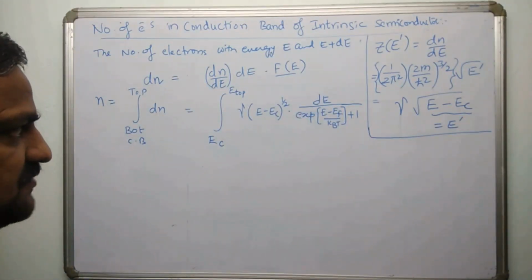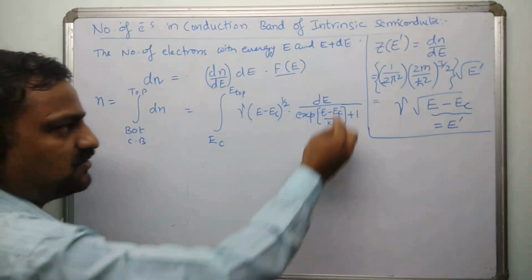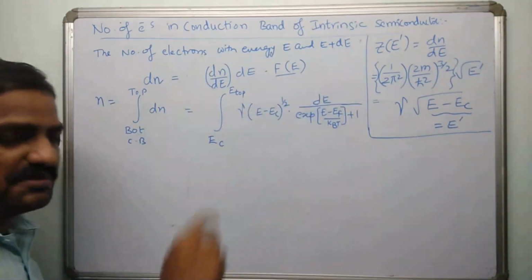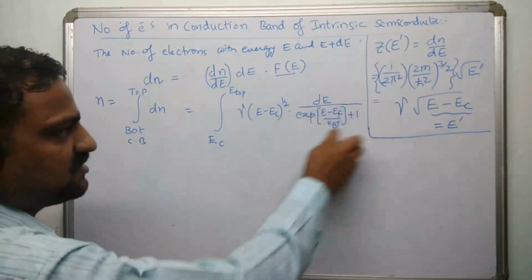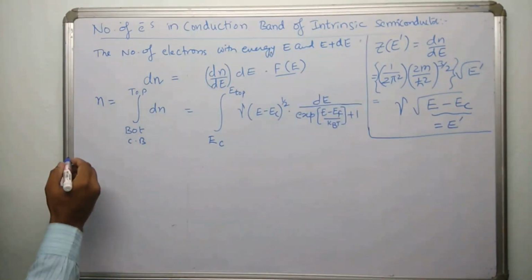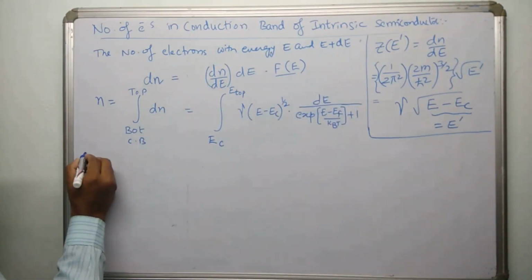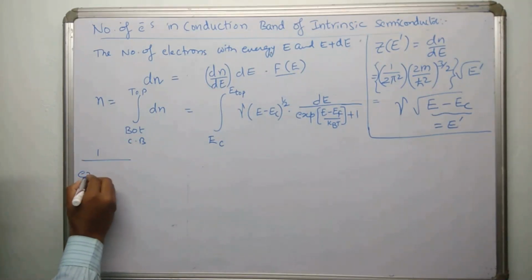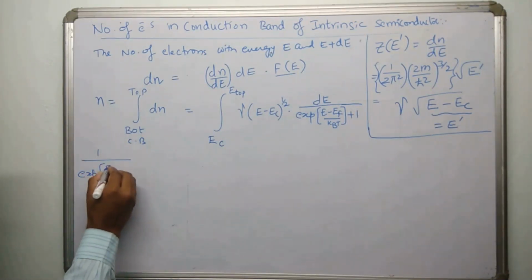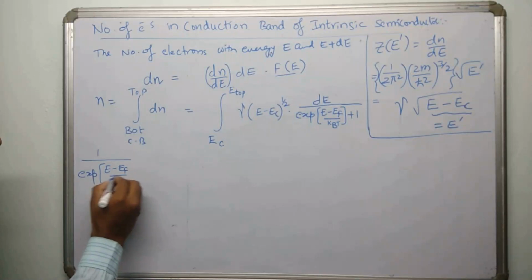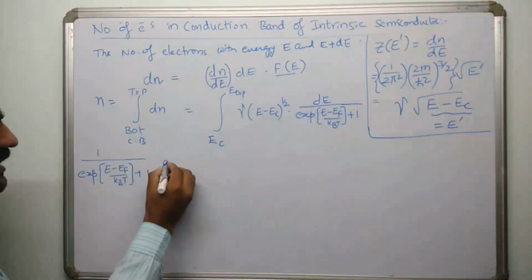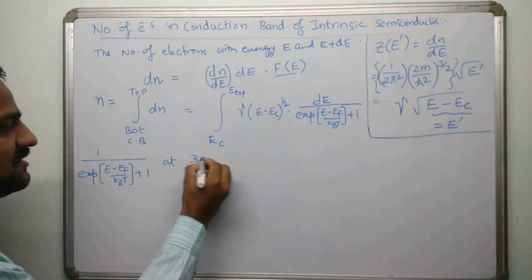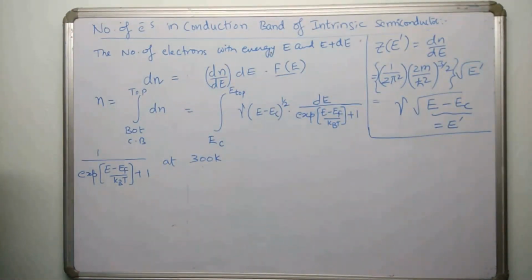So in order to proceed further, we are supposed to solve for these expressions. We have to simplify these expressions. So what I am going to do is consider only this term, the Fermi-Dirac distribution function. So consider only 1 by exponential of E minus EF by kBT plus 1. You consider this at room temperature, let us say 300 Kelvin. What is going to happen? Let us see.